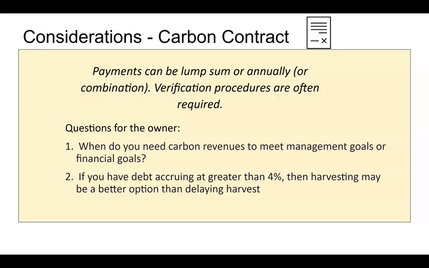But it's also important to think about how carbon payments fit into your bigger financial picture. For example, if you have debt growing at a higher interest rate than your carbon payments are worth over time, it might make more sense to harvest now and pay off that debt. That's not always easy. Many owners want to keep their forest and meet financial goals, but sometimes the math points to a different decision.